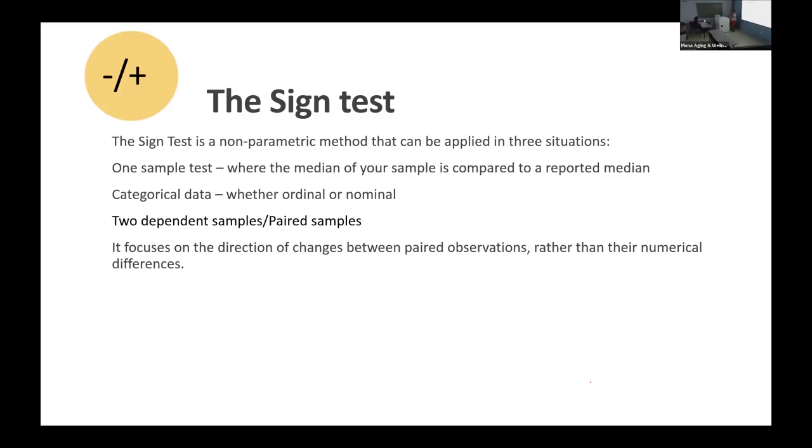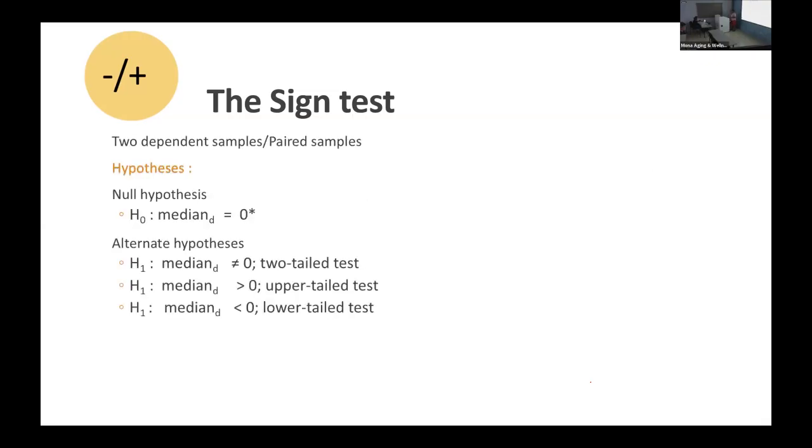Now, what the sign test does is that it focuses on the direction of changes between paired observations rather than their numerical differences. So it doesn't take the actual data or the actual differences into consideration. What it does is say, okay, if there's a negative difference, assign a negative sign. If there's a positive, assign a positive sign, and then it goes on. So now we're going to talk about the hypotheses associated with each of these situations.